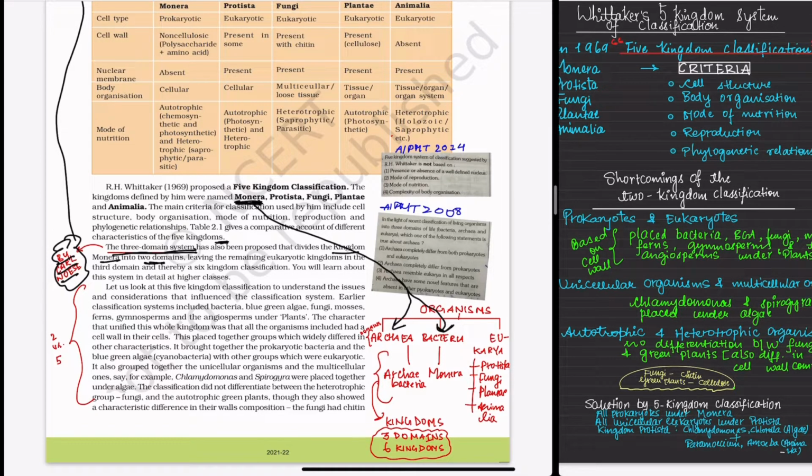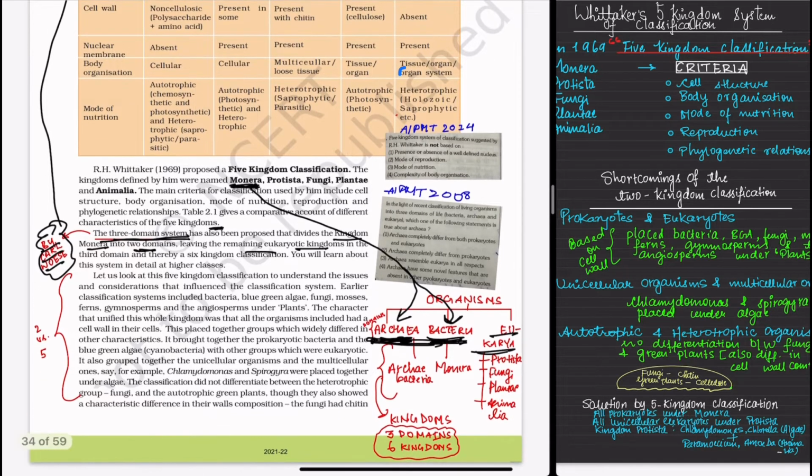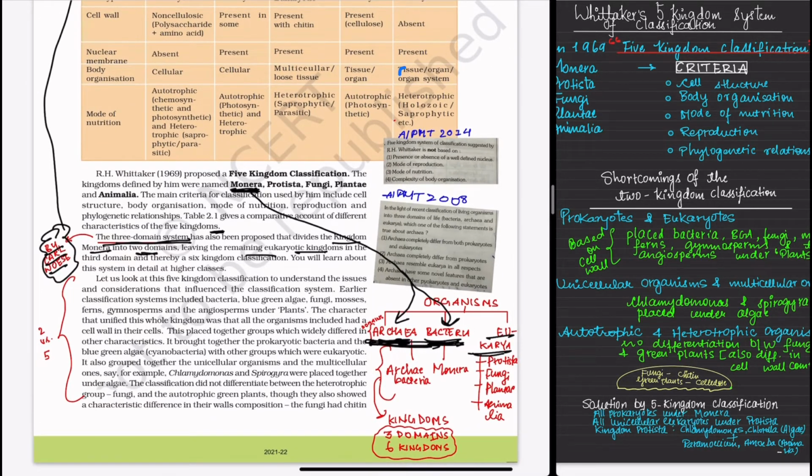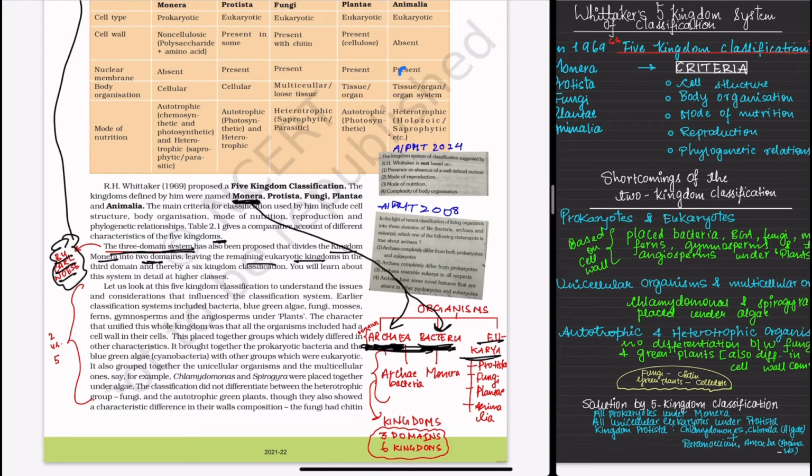So what Carl Woese did was he divided Whittaker's Monera into 2 domains, Archaea and bacteria, leaving the remaining eukaryotic kingdoms. Now these 2 are prokaryotic. So he divided Monera into 2 domains and left the remaining eukaryotic kingdoms in the 3rd domain, that is Eukarya, and thereby a 6 kingdom classification.